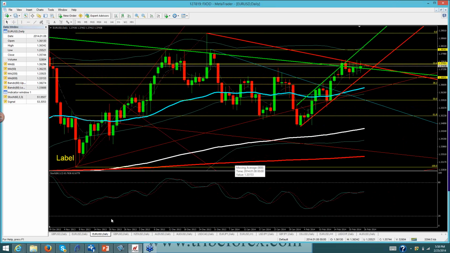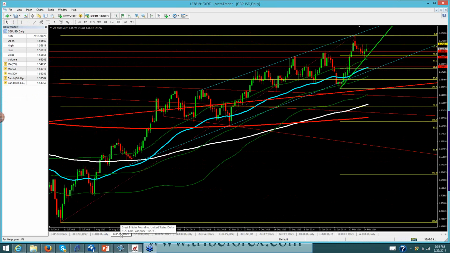So we're not getting a ton of movement here on the euro dollar, but I do think that there's going to be a sell here right off of consolidation points. Okay? And so that's that. 137.50.